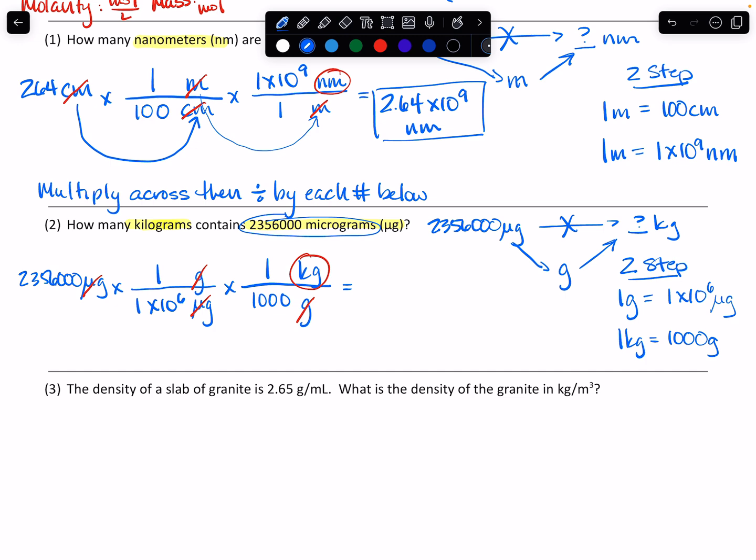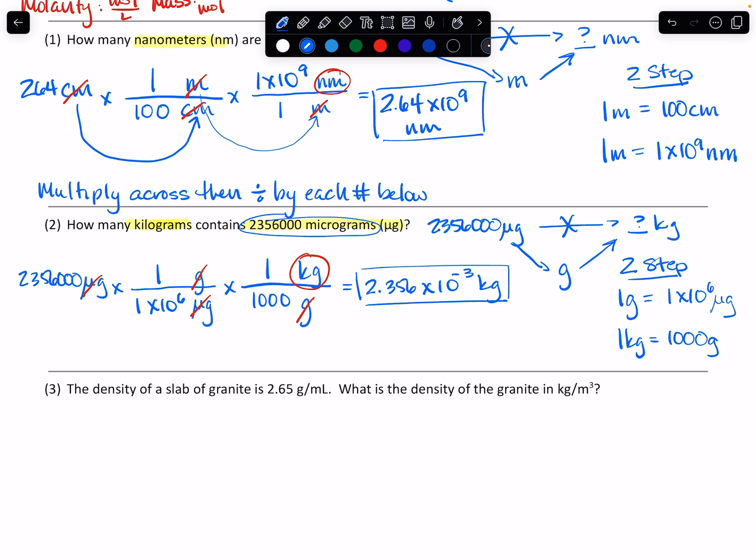So now I multiply 2,356,000 times 1, then I divide it by 1 times 10 to the sixth, and then divide again by 1,000, and I get 2.356 times 10 to the negative third kilograms as my answer. Okay? Obviously, you have to know the unit equalities for your metric system. That's something you have to do on your own. But once you know those unit equalities, these conversion problems are going to become easier and easier.